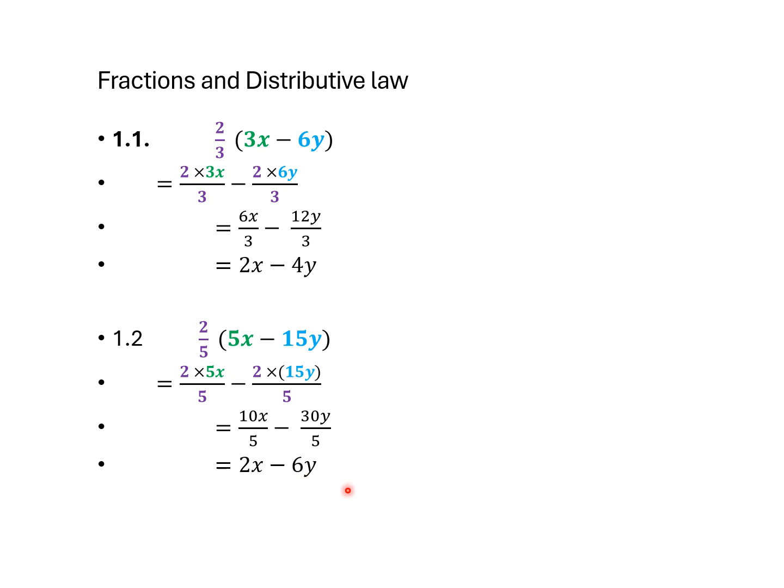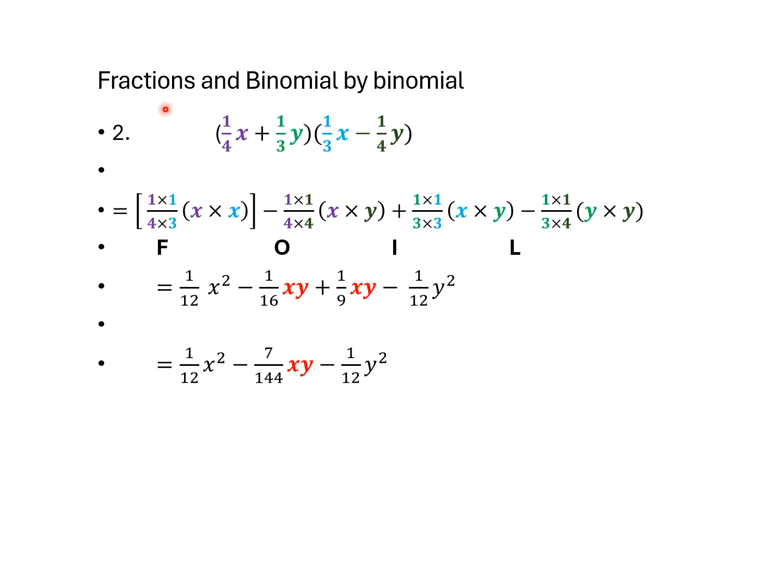If I want to, I could have taken out another common factor further. So I hope you follow. It's now basic distributive law. Now fractions, binomial by binomial. So I have 2 terms times 2 terms. That's what I mean there.